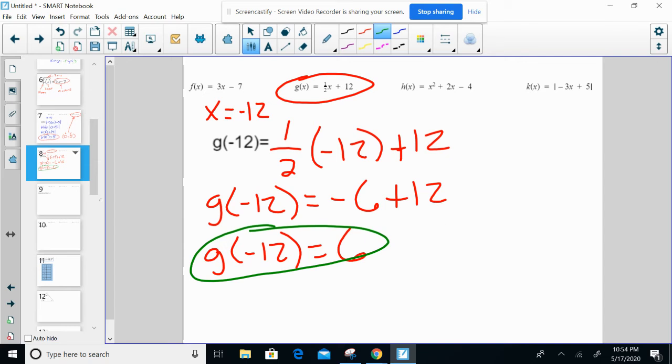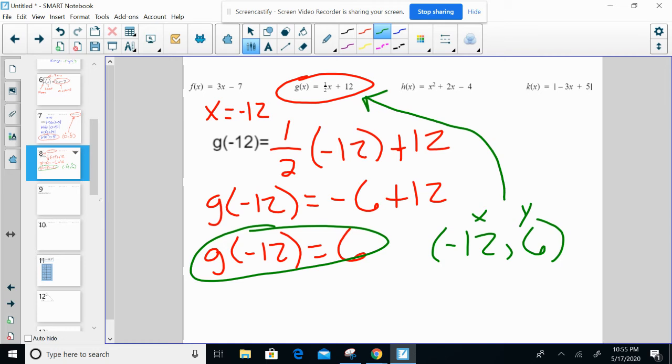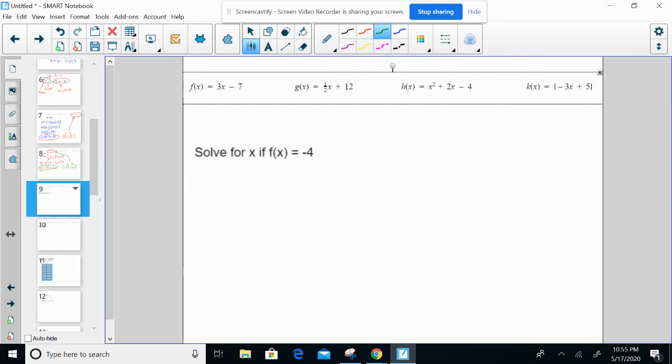And if you want to write it as a point, you certainly can. Negative 12, 6. That means negative 12 is your x, 6 is your y. That means the point negative 12, 6 is on, if we were to graph that, it's part of that function. It's one of the points that is within that function. And we'll talk about graphing afterward, but for right now, we're good to go.